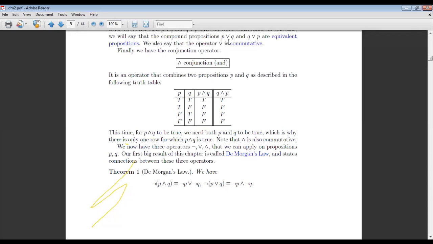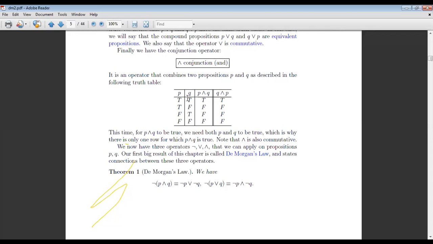Now what is the conjunction of two propositions? It is an operator that combines two propositions P and Q as described in the following truth table. We have chosen two propositions P and Q. So, what are the possible values of the truth values?